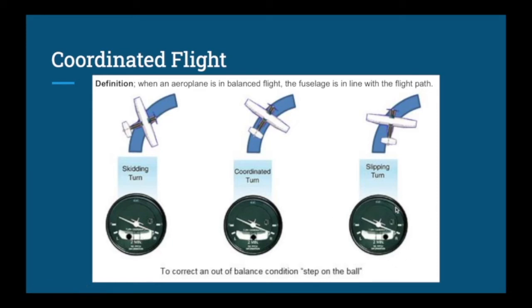Looking at the picture on the right, this one is called a slipping turn, and this is where you would not use any rudder at all. So you're going to roll to the right, you don't use any rudder at all, and the ball's going to go to the right. So very important, when you're rolling right, you'll use just enough right rudder. Rolling left, you would use just enough left rudder to keep the ball in the center. Remember the saying, step on the ball. That tells you which rudder you've got to apply.